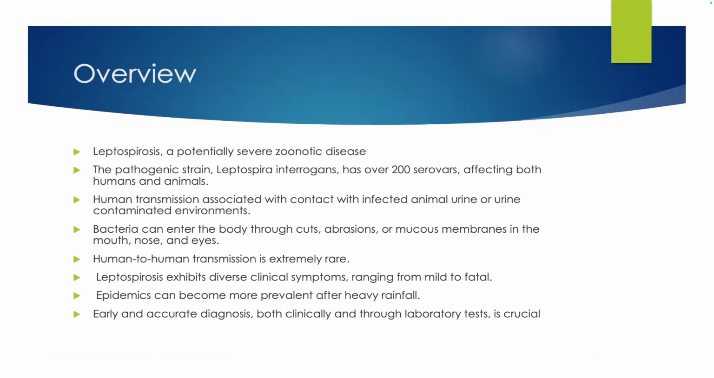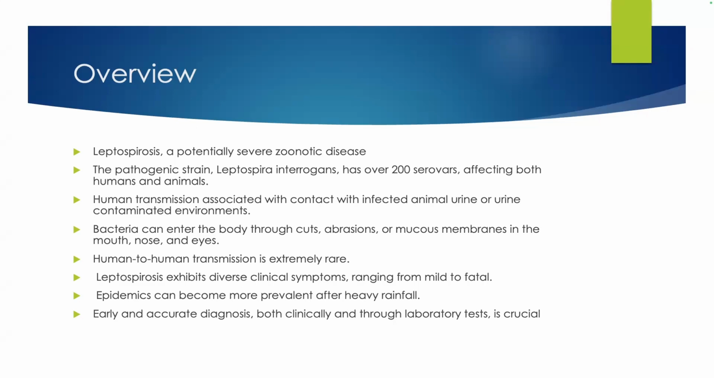Human transmission is associated with contact with animal urine and urine-contaminated environments. So when there are cuts and small injuries in the skin of people, the bacteria can enter the human body and cause the disease. Also, we know that human to human transmission is very rare.